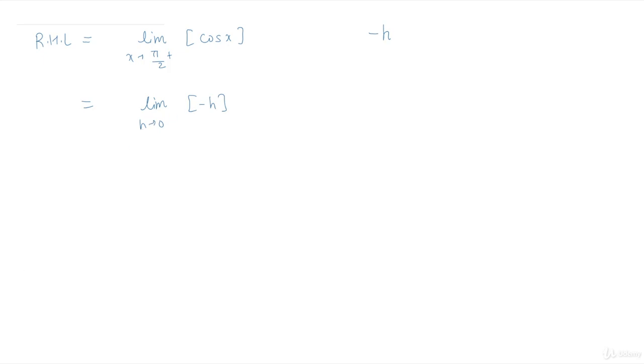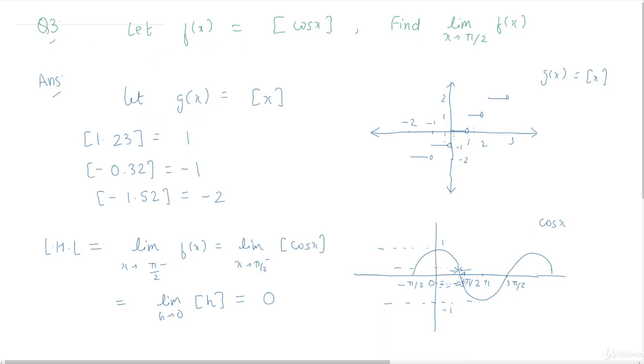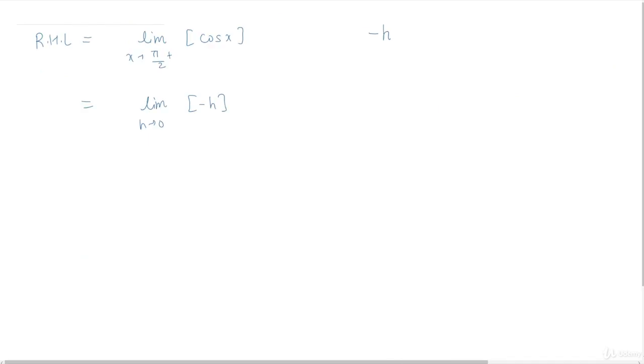Now let's use these examples to compute the greatest integer of minus h when h is very close to 0. Let's say we have minus 0.01 or minus 0.32 or minus 0.002, something like that. Our x coordinate will lie somewhere here, so the y coordinate corresponding to this value will be -1. So the limit of the greatest integer of minus h as h approaches 0 is -1.